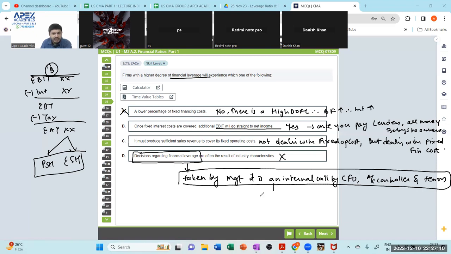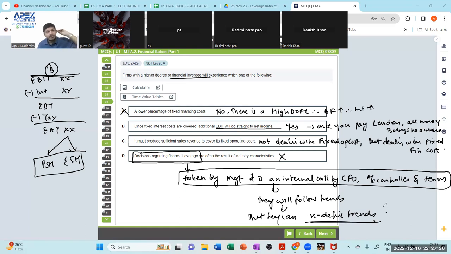Yes, they will follow industry trends. But they can redefine everything. They can redefine the trends. Are you with me on that? What is the trend of the CMA industry? We are redefining the trend. Why? We want to do business differently. Similarly, there is some company who wants to do business differently. It will do something different. Are you understanding what I'm trying to say?